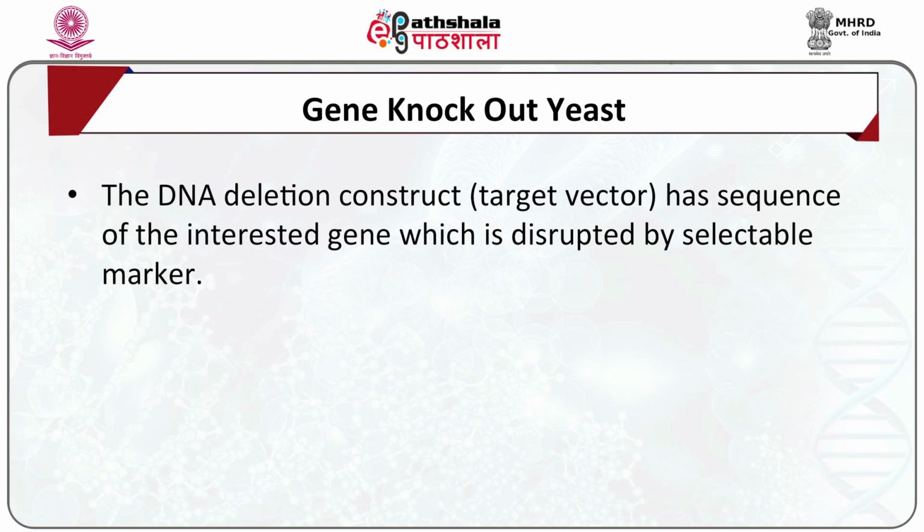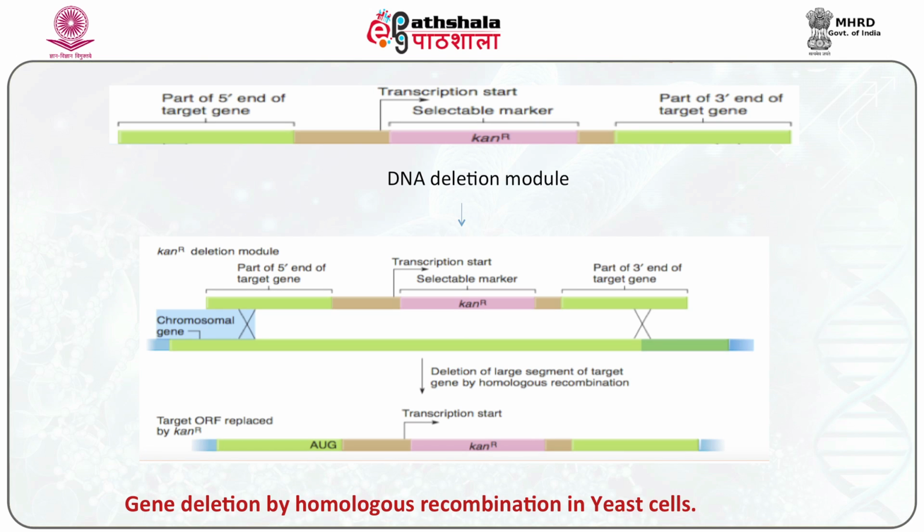The DNA deletion construct, that is the target vector, has a sequence of the gene of interest which is disrupted by a selectable marker. In this example, the selectable marker being used is a DNA fragment containing the KanR, that is kanamycin resistance gene, that confers resistance to G418. As the coding region of the gene of interest is disrupted by the KanR gene, this altered gene can no longer code for its protein and becomes non-functional.